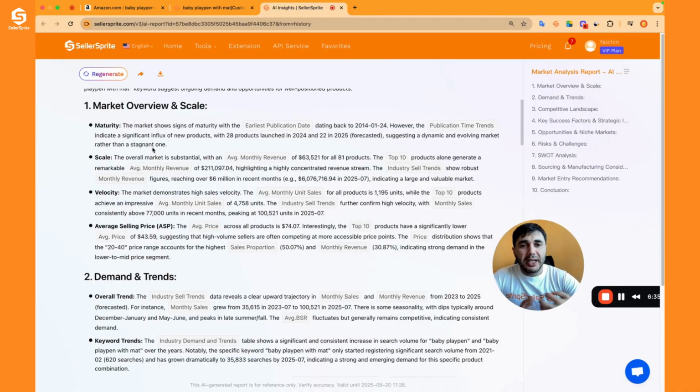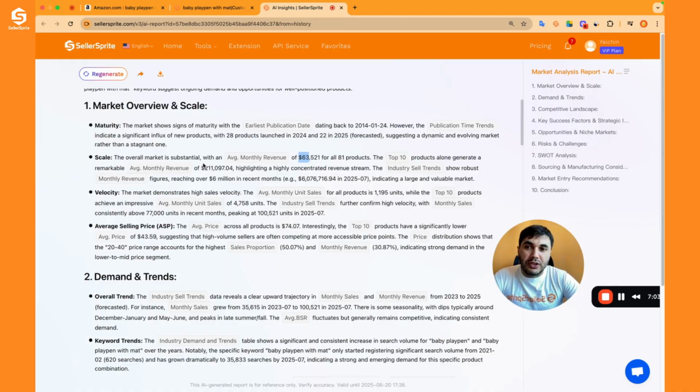So it means the market is accepting newcomers. The market is okay for new products to come in, not saturated, not close to penetration. Next one, scale. The overall market is substantial with an average monthly revenue. When we analyze all those 81 products, we understand the average revenue is 63,000.